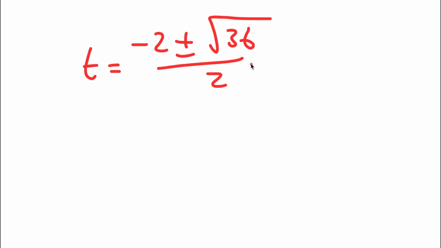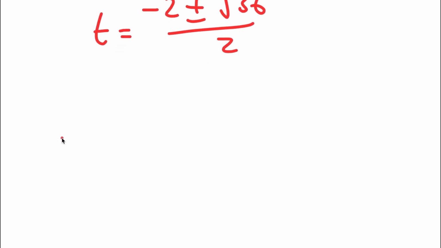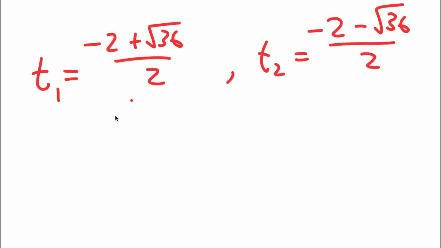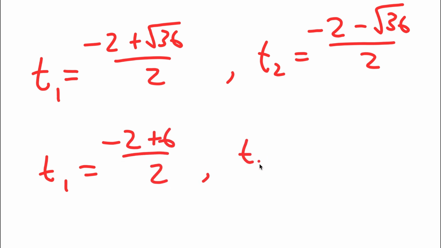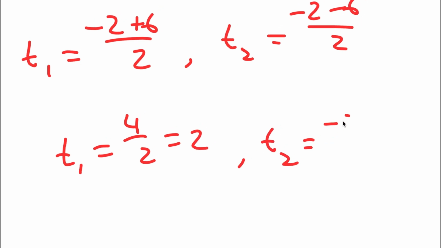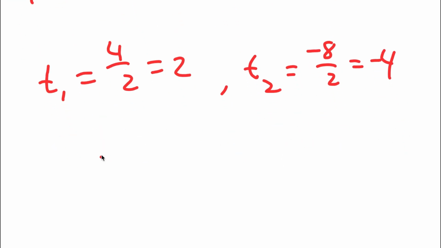Now from here, I have two values of t. I have t is equal to negative 2 plus the square root of 36 over 2, and I have t is equal to negative 2 minus the square root of 36 over 2. The square root of 36 is 6. So now I have t is equal to negative 2 plus 6 over 2, and t is equal to negative 2 minus 6 over 2. This means that t is equal to 4 over 2, which is equal to 2, and t is also equal to negative 8 over 2, which is equal to negative 4. So I have t is equal to 2, and t is equal to negative 4.